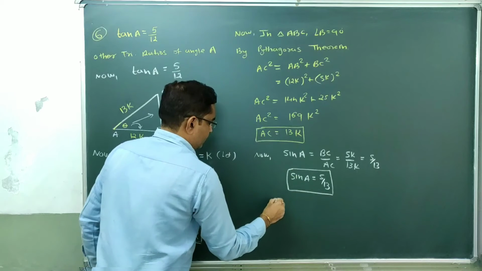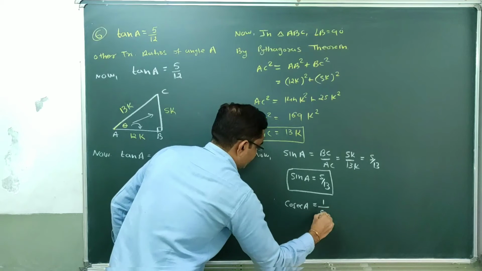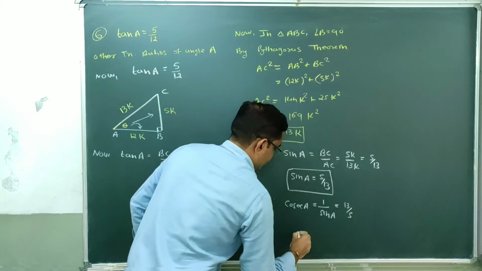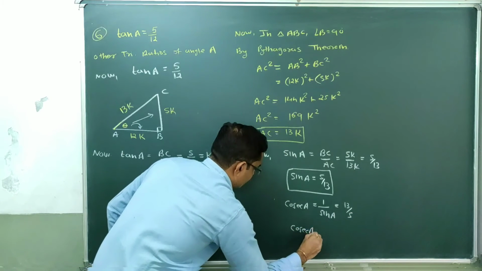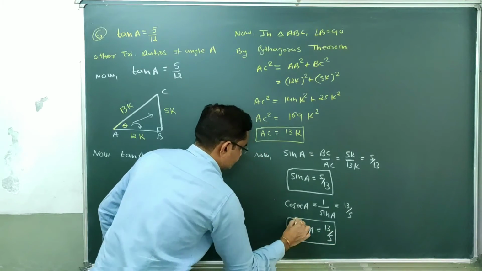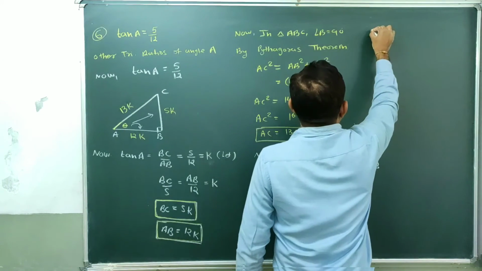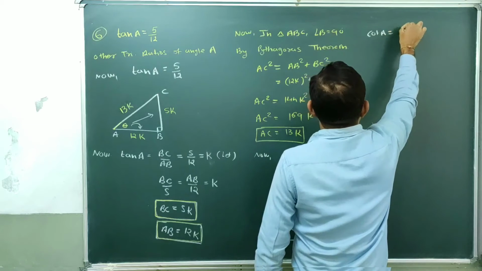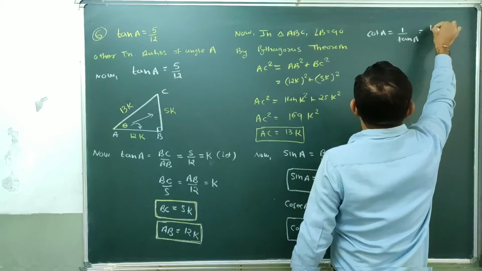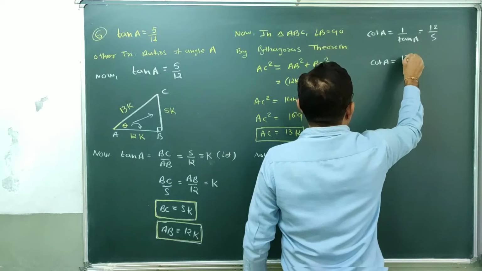Done? So if sin A is known, we can find cosec A, because cosec A is the reciprocal of sin A. So cosec A is 13 by 5. Done? So the second trigonometric ratio, cosec A, is 13 by 5. Sin is known, cosec is known, tan is known. So can we find cot A? Cot A is the reciprocal of tan A, 1 upon tan A. So the reciprocal of tan A is 12 by 5. So another trigonometric ratio, cot A, is equal to 12 by 5.